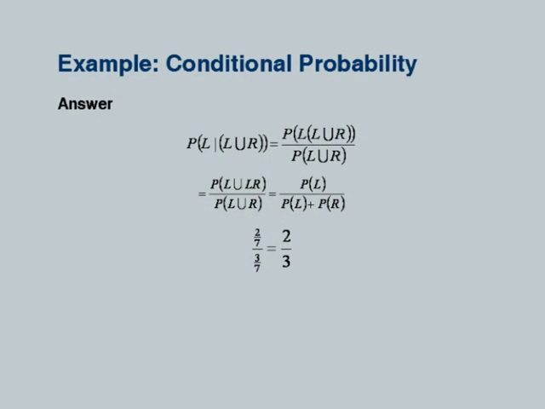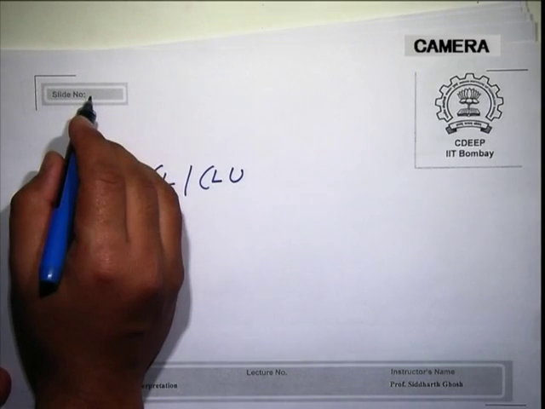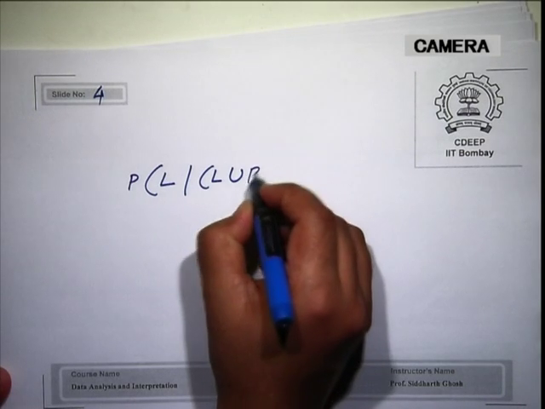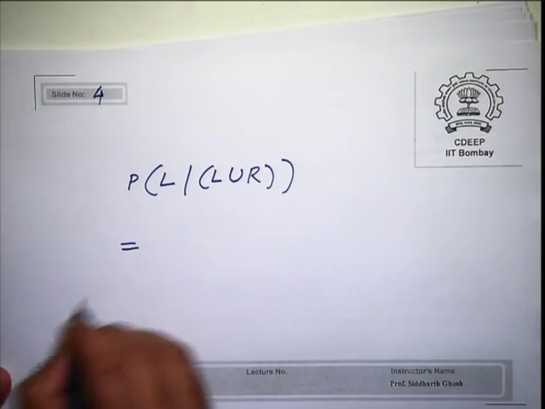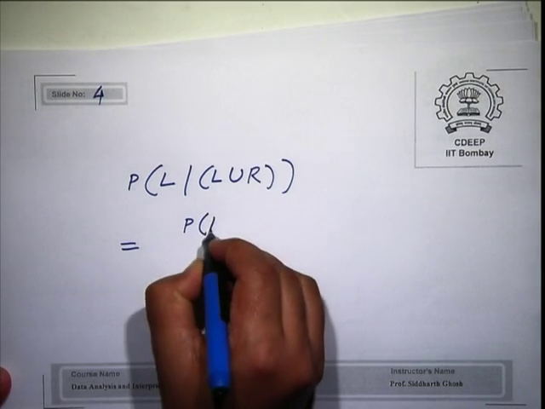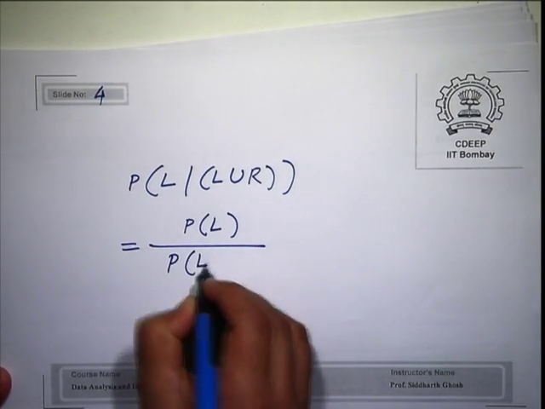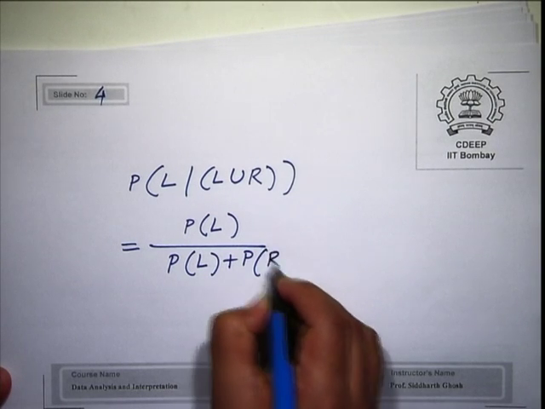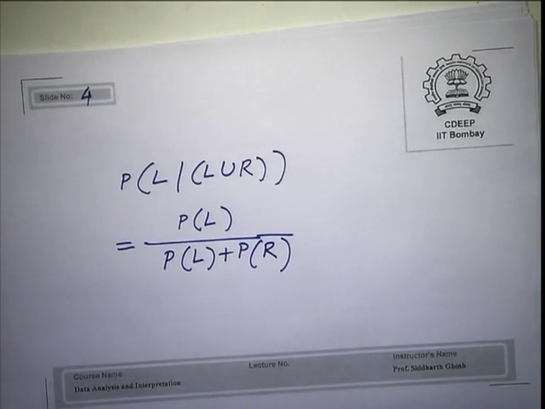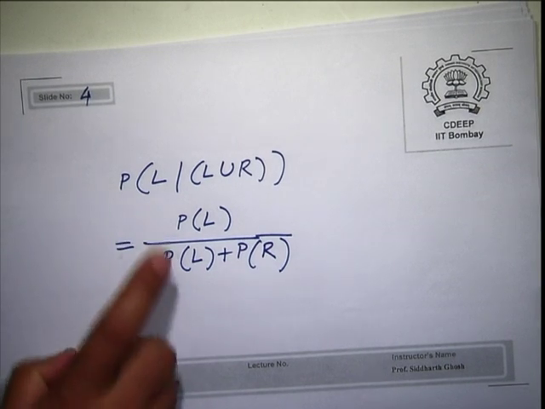So, all this calculation, I don't know if you can read that, but we can simply say that P of L given L union R is based on simple counting. Okay. Can you see how it can be P L over P L plus P R?